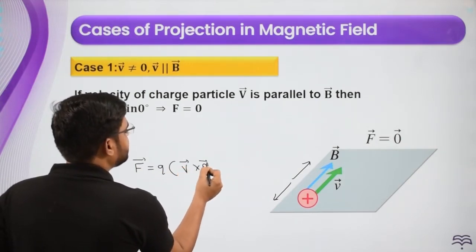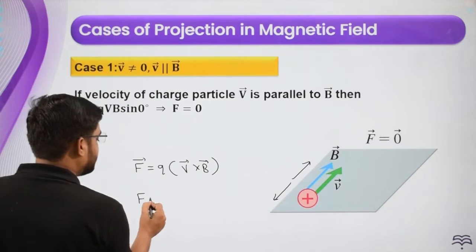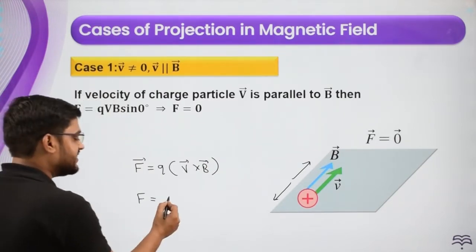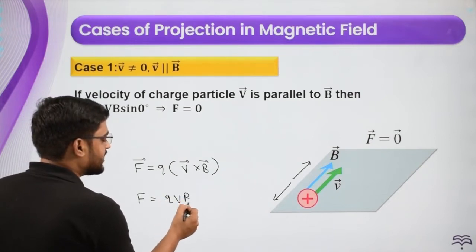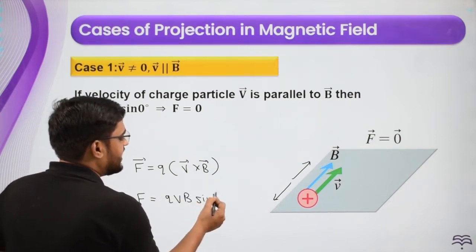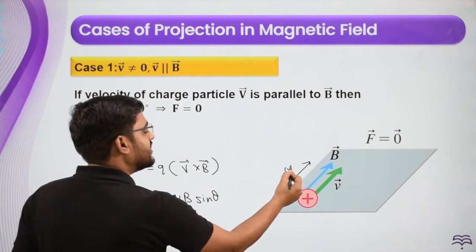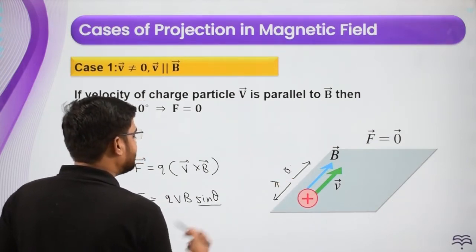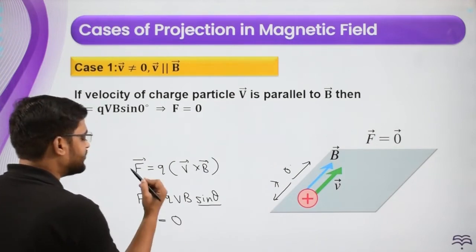And if we are just writing the magnitude of this magnetic force, electric field is not present, right? So that is nothing but QVB sine theta. And if theta is either 0 degree or 180 degree, or we can say 0 or pi, then this sine theta is 0 and hence the force is going to be 0.